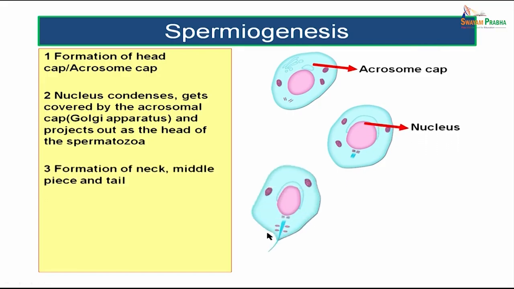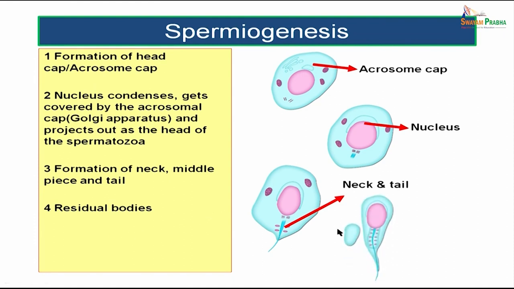Now, the rest of the parts of the sperm, that is the formation of neck, middle piece and tail, will be formed simultaneously. As these are formed, the part of the cytoplasm will be pinched off, because during fertilization, the main amount of cytoplasm comes from the maternal side. So, there is no need of much cytoplasm with the sperm. So, the remaining cytoplasm is degenerated or shed off as residual bodies. So, this is the pinched off cytoplasm known as the residual bodies with the mature sperm. This is the residual body.